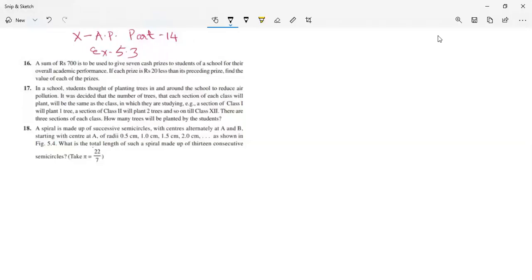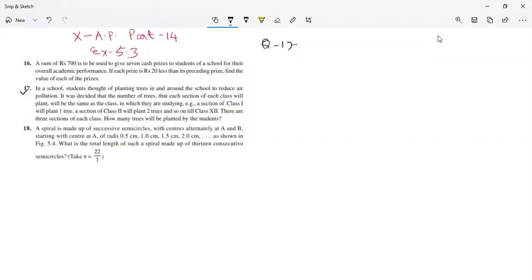Okay, so arithmetic progression you are doing now. This is part 14, exercise 5.3 NCERT. In the previous class we did up to question number 13. Now from question number 17 you have to start exercise 5.3.